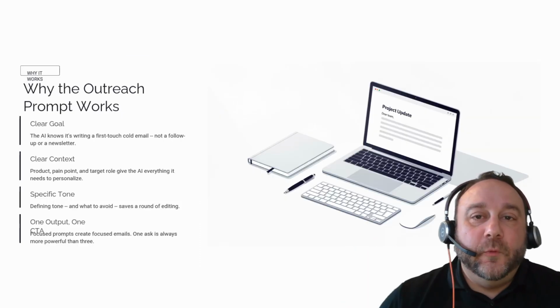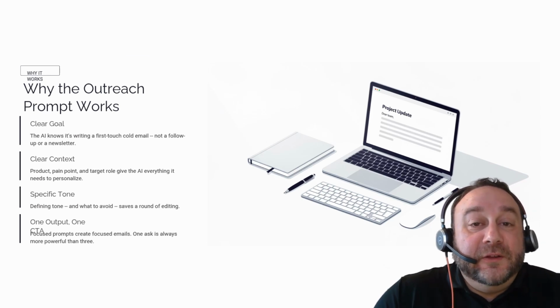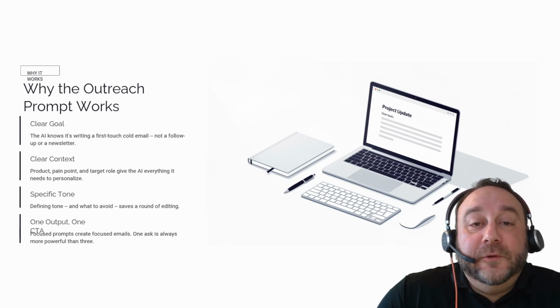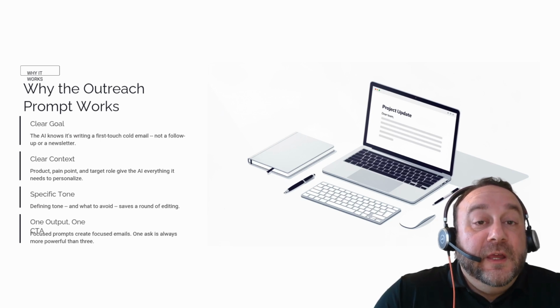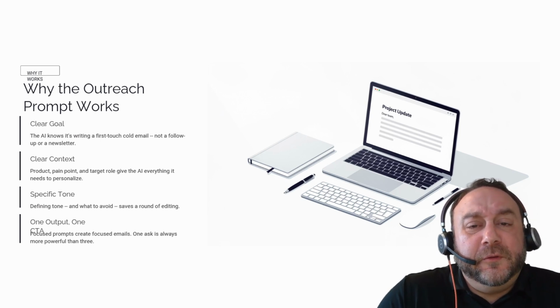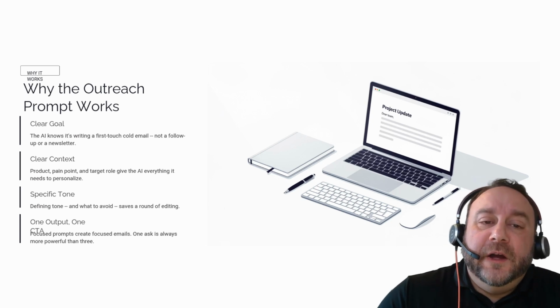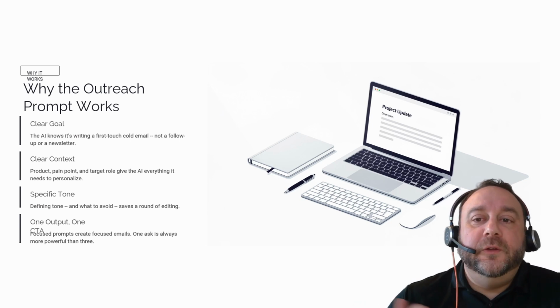This outreach prompt works because it removes the guesswork. AI performs much better when it knows the goal, the audience, the pain point, and the tone. Without those details, the model fills in the blanks on its own, and the result often sounds generic or overly polished. This prompt also works because it asks for one output and one CTA. That keeps the result focused. You are not asking the model to create an entire campaign, a dozen versions, and a strategy memo all at once. You are asking for one useful email.